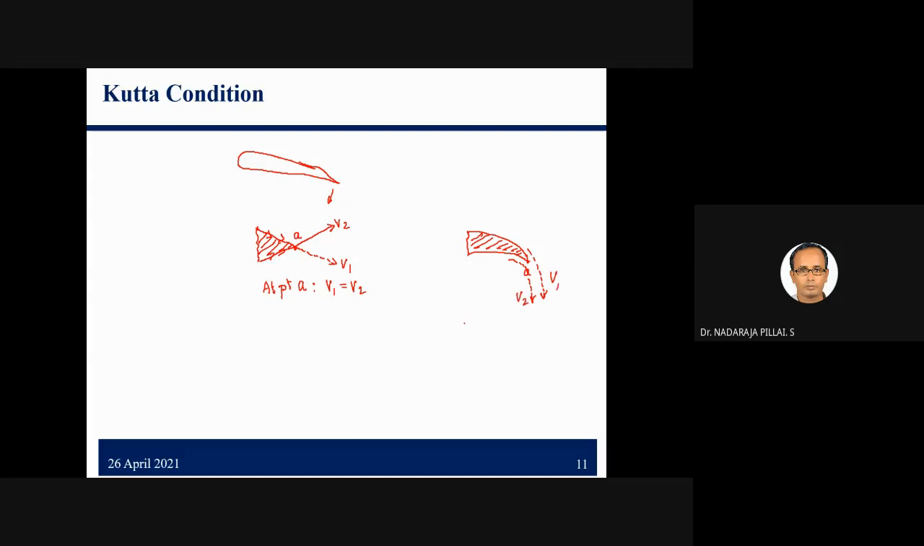So in this case, say at point A, V1 is equal to V2 but not equal to 0. But in the earlier case it is equal to 0. If it is equal to 0, then this is a stagnation point. Okay. So let us start the Kutta condition.